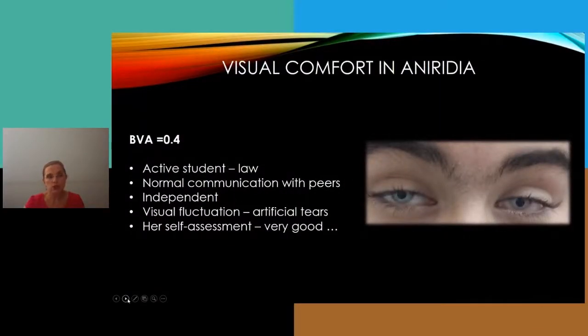So what about visual comfort in aniridia? I would like to go back to my patient, who is actually a law student. I operated on her many years ago, maybe 5 to 6 years. Her binocular visual acuity is 40%, but her self-assessment for visual comfort is very good because she can do everything she wants. She has very little photophobia. She feels independent, and she has very little visual fluctuation, and when she has it, she can apply artificial tears and they help her.